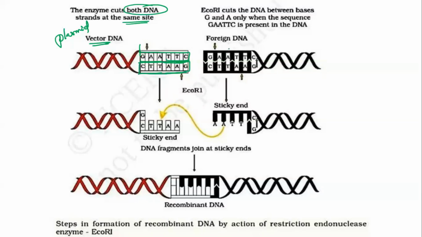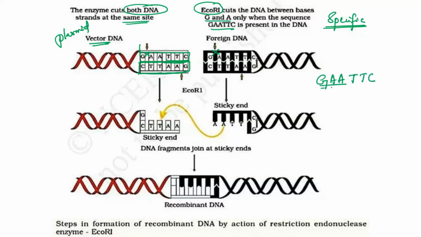Okay. Now, EcoRI is another example of endonucleases, restriction endonuclease enzyme, REN. It cuts the DNA between the bases G and A. So they are really specific. It is very important to understand. They have recognition sequences, and these enzymes are really specific. So they will be cleaving or cutting the DNA at a particular site between G and A, only when the sequence GAATTC is present in the DNA. And what is the sequence? You have to learn the sequence by heart as well.